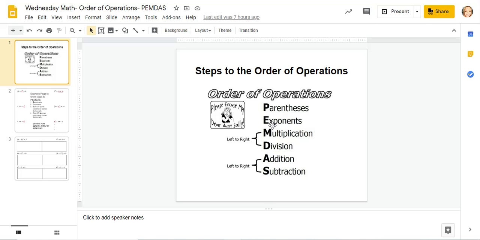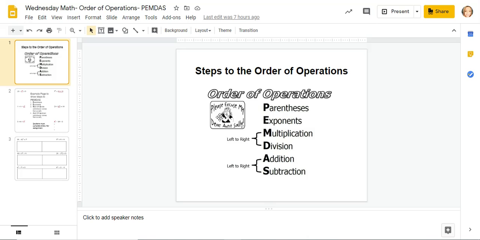Then step 3 looks like it's steps 3 and 4, but multiplying and dividing are actually on the same step. Whatever comes first on the left side between these two, after you've done the parentheses and exponents, you have to do the multiplying or dividing first, before you can add or subtract. Then the last step, step 4, is adding or subtracting, whichever comes first on the left side. So you have to do all of these before you can do adding or subtracting in a math problem.